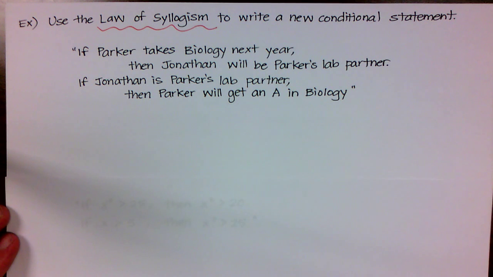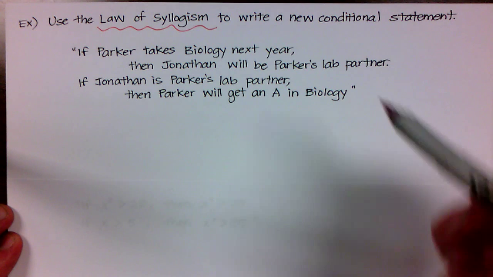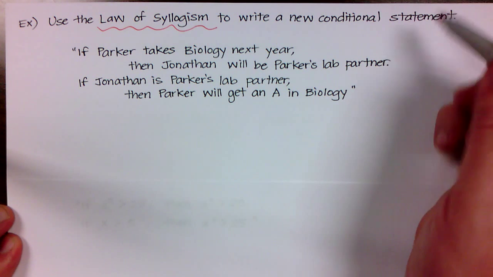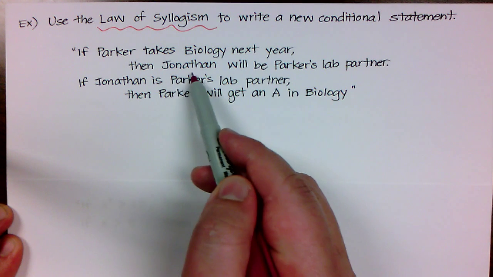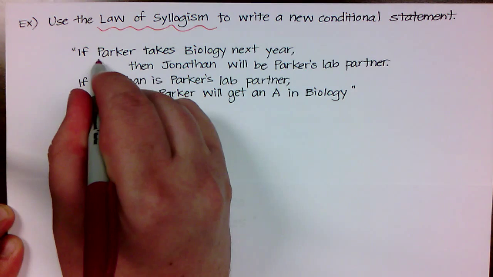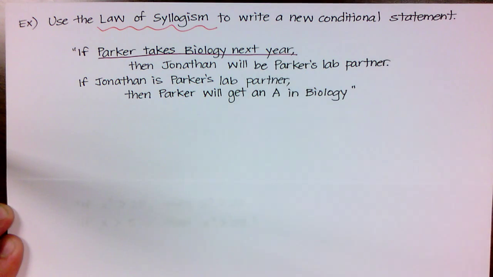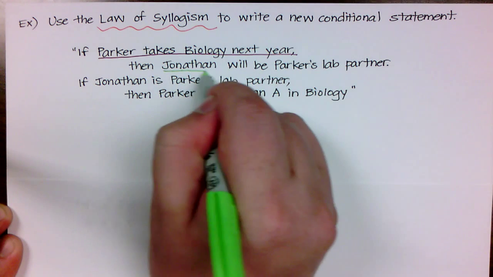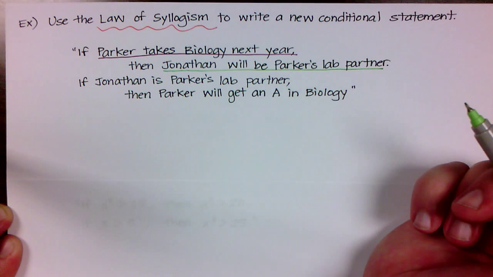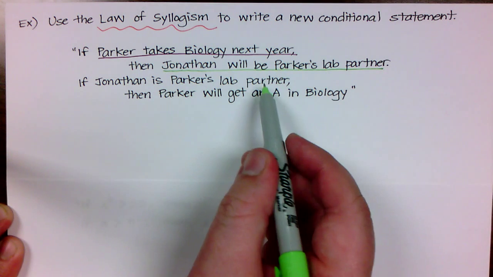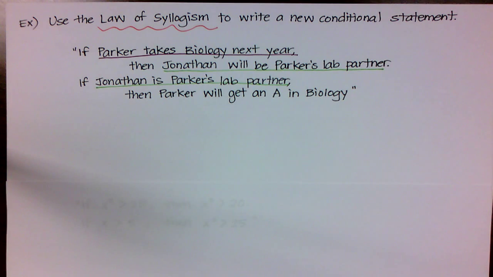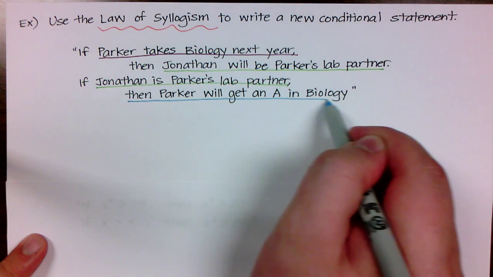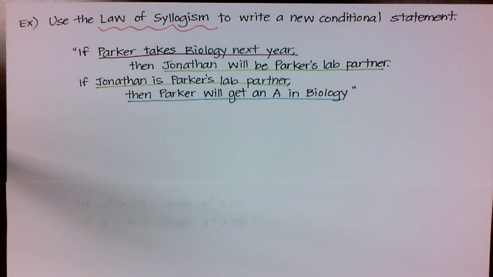This first example says, if Parker takes biology next year, then Jonathan will be Parker's lab partner. So this is the if A, meaning Parker takes biology next year, then Jonathan will be Parker's lab partner. I'm going to maybe underline these in different colors. Then my next statement says, if Jonathan is Parker's lab partner, which is the same as up above, then Parker will get an A in biology. So you can see here, really, I just have three different parts because two of them are being repeated.